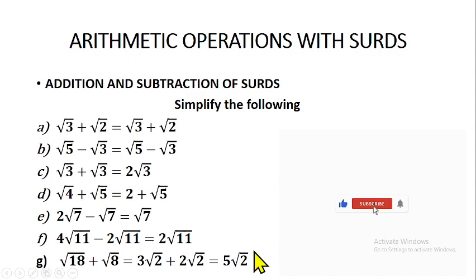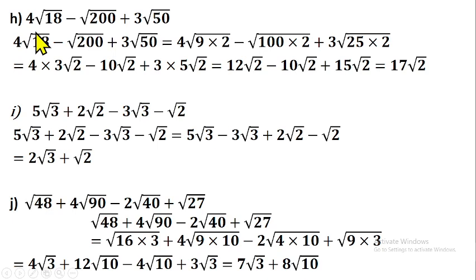Let's look at question number H here. We are having 4√18 minus √200 plus 3√50. We cannot subtract these two surds because they are different surds. This is √18 minus √200. Can we subtract them? No. Plus √50. Can we add them also? We cannot add them. No.